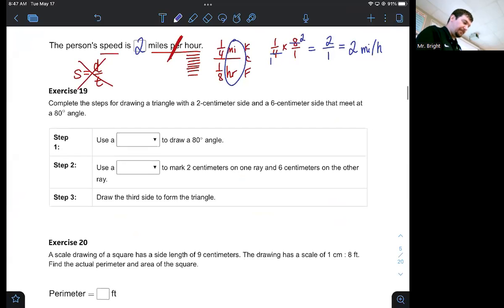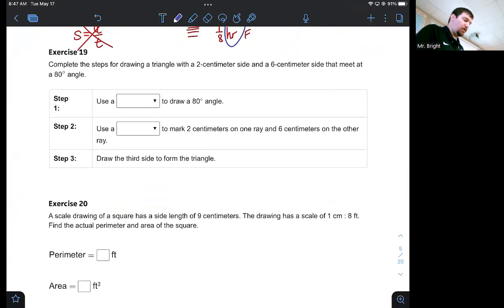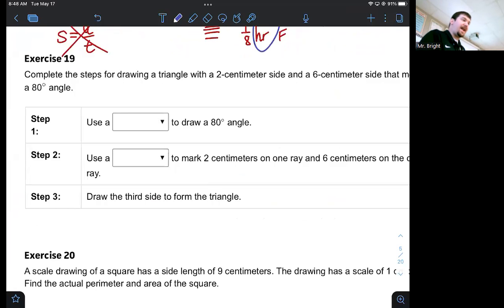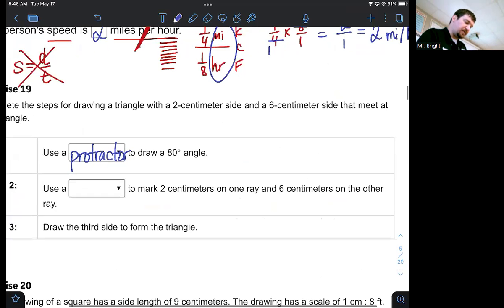Number 19, complete the steps for drawing a triangle with a 2 centimeter side and a 6 centimeter side that meet at an 80-degree angle. So we're not actually going to draw the triangle, but we're going to describe the steps. It says use a blank to draw an 80-degree angle. What do you call the tool that allows you to draw and measure angles, Natalie? It's a protractor. That's right. Remember, protractors are those semicircular looking tools where you can measure. We actually used it earlier this year to measure an angle. You can also use a protractor to draw an angle.